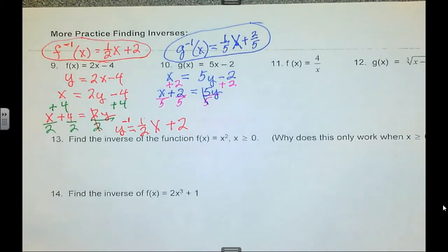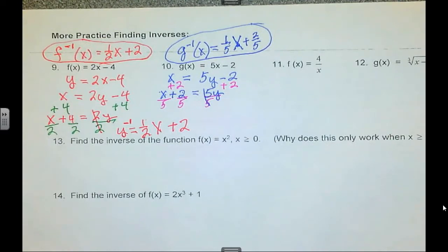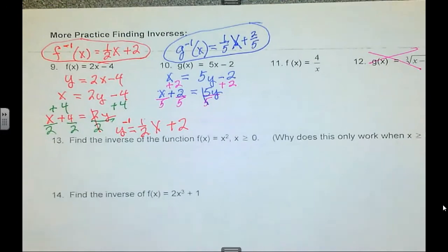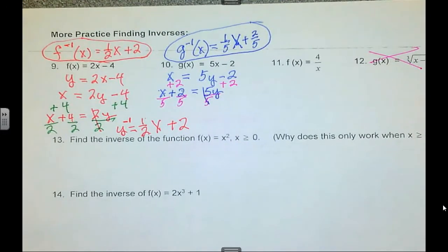Last one I'm doing. No, 12 we're not going to do. I think I'm missing more colors.